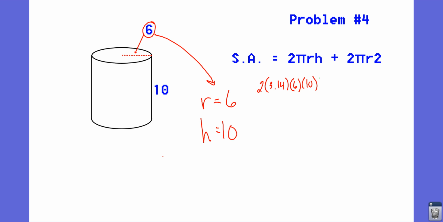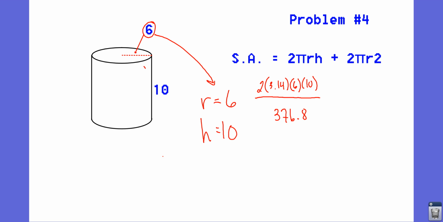Now, if you just want to go ahead and solve this, go for it. I'm going to type it in my calculator all at once. I'm not going to type it in chunks or anything like that. 2 times 3.14 times 6 times 10. Okay, I got 376.8. You just found lateral surface area. That's the rectangle wrapping around the circles.